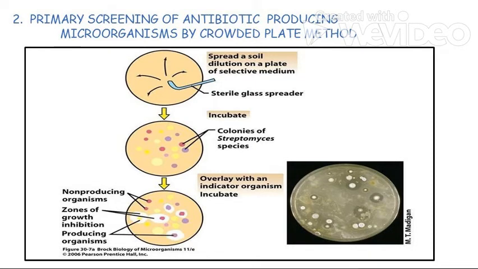So this is one more clear picture of a Petri plate. This is the colony of Streptomyces griseus. And here, this is the zone of inhibition.